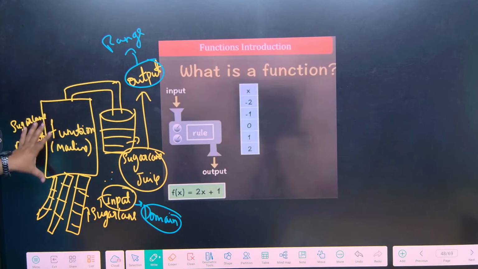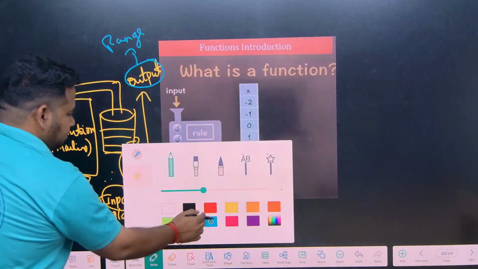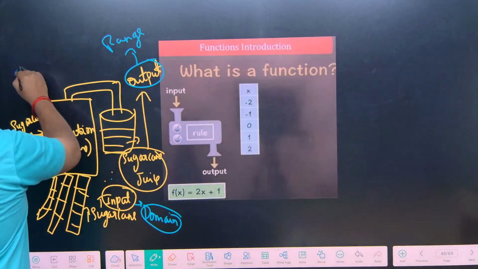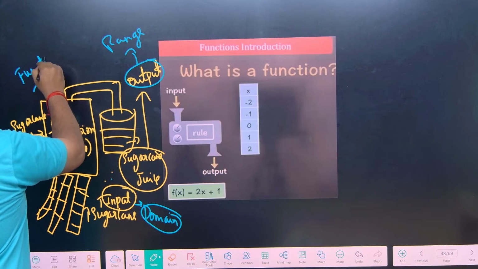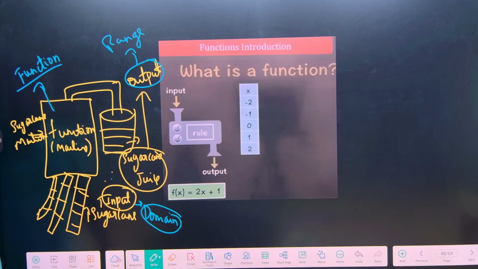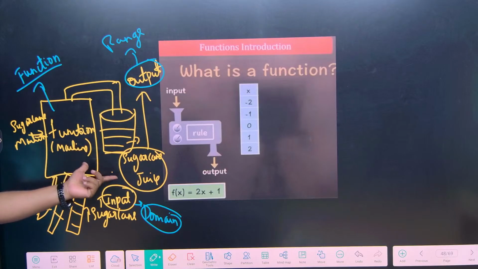This machine, this sugarcane machine, like I told you, is nothing but the function. So for this sugarcane machine as the function, the sugarcane is the input and you are getting sugarcane juice as the output. Now clearly understand: the sugarcane machine is the function. The input is sugarcane, and I am getting sugarcane juice as the output.